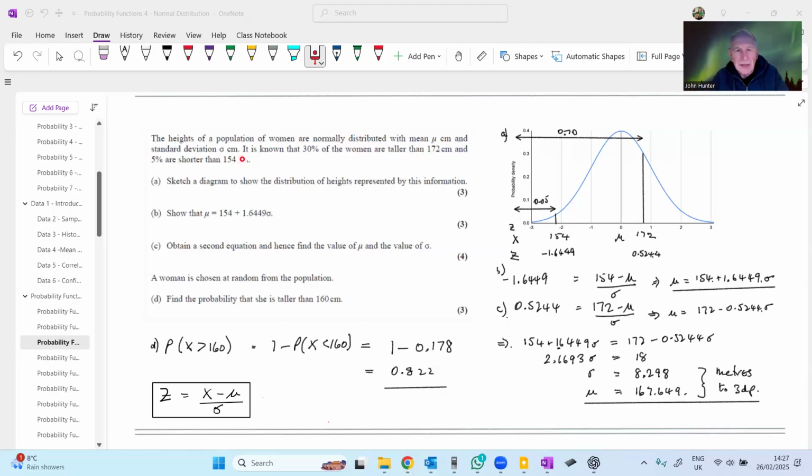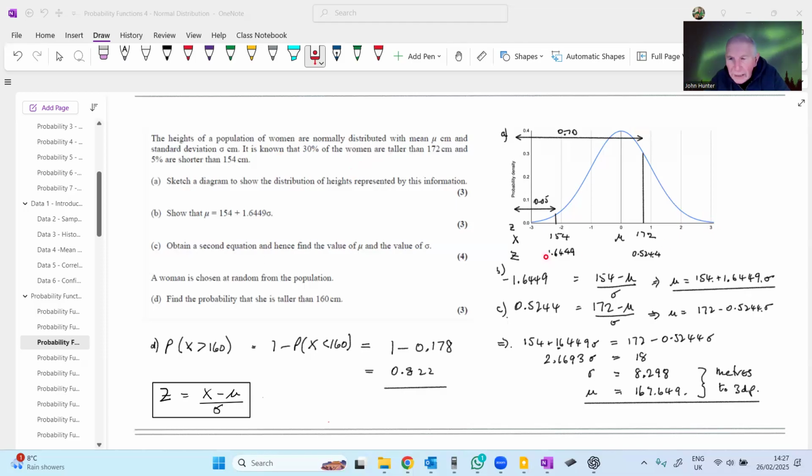Now, the only difficulty here is that this is where we have to actually do our conversion. So let's just press on with it. Sketch a diagram to show the distribution of heights represented by this information. Okay, so we get a normal distribution. So that's where we got this blue line.